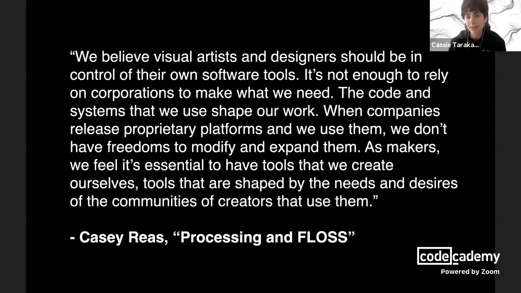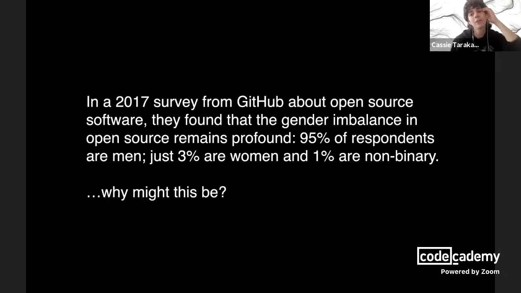Okay. I'm going to go through the rest of these real quick, but another thing I want to talk about is some of the pitfalls of open source, and some of the things I'm thinking about. There was a survey in 2017 from GitHub about open source software, and they found that the gender imbalance in open source software remains profound. In the survey, 95% of respondents were men, just 3% were women, and 1% were non-binary.